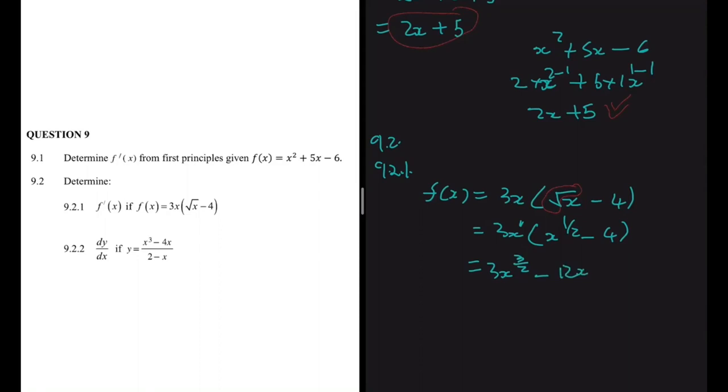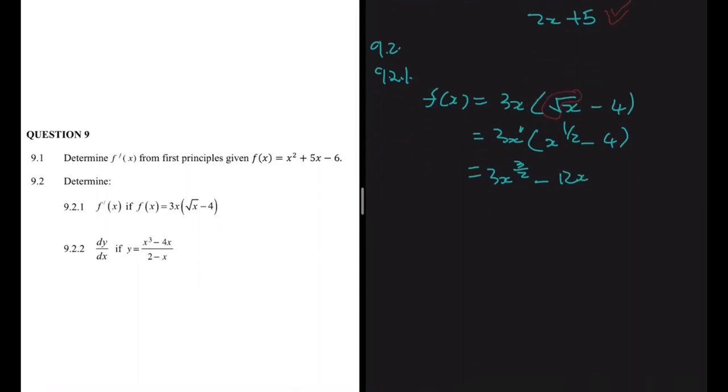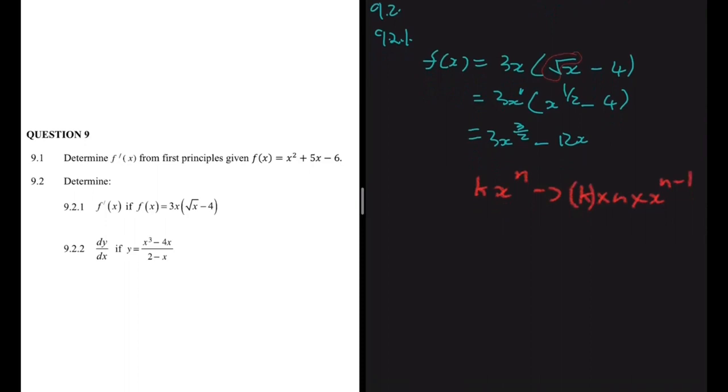So now we can then use the power rule to solve this. What is the power rule again? Just to remind you, if we have some function kx to the n, right? Then if you differentiate that, you should get k multiplied by n multiplied by x to the n minus 1, right? K being the coefficient of our x, right? So let's use the power rule there and see what happens.